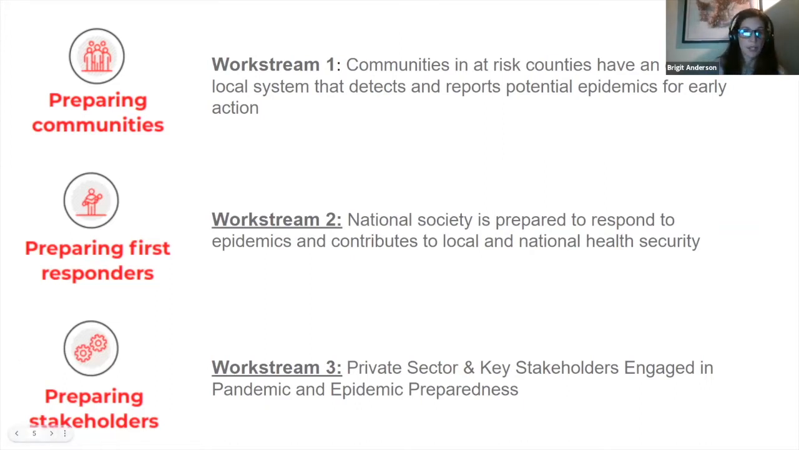The next work stream is work stream 2, which says here preparing first responders, but this really translates into preparing national societies. Work stream 2 focuses on national societies being prepared to respond to epidemics and contributing to local and national health security. Some key work being done here is in supporting national society development, volunteer response team trainings, and support for some Red Cross school clubs in certain areas.